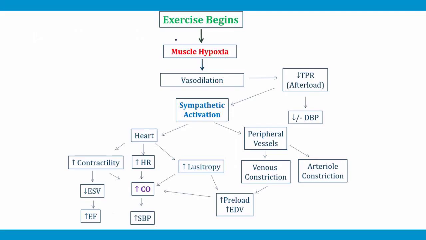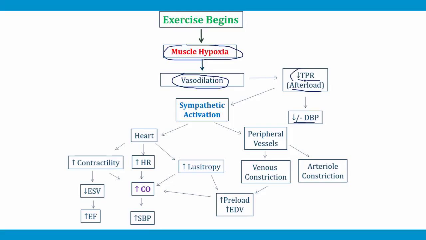I'll finish with this slide, which summarizes all the physiologic changes that occur with exercise that we've been discussing in this video. So when you begin exercising, that leads to muscle hypoxia and use of ATP by muscle cells. All those mediators are released locally, and that leads to local vasodilation and blood flow to muscles. The vasodilation lowers the total peripheral resistance. In other words, it lowers the afterload on the left ventricle. And as we talked about, this can lead to a small decrease in diastolic blood pressure.